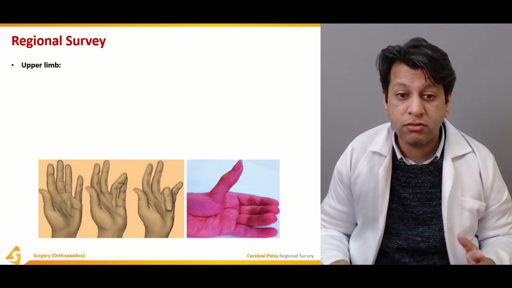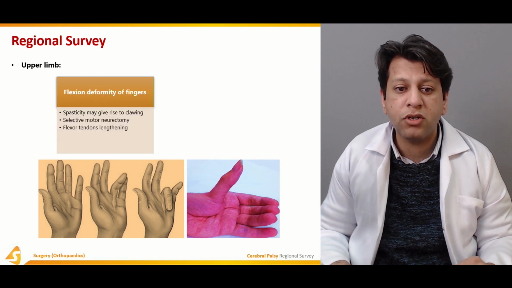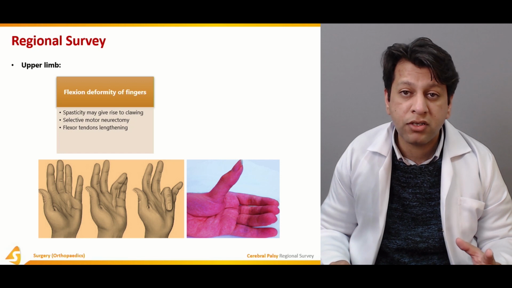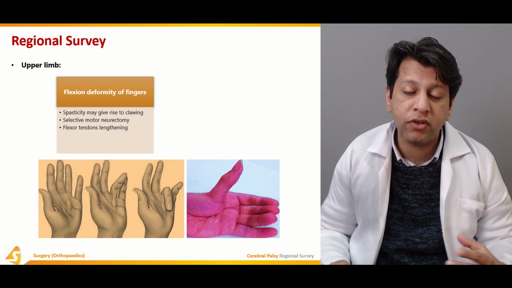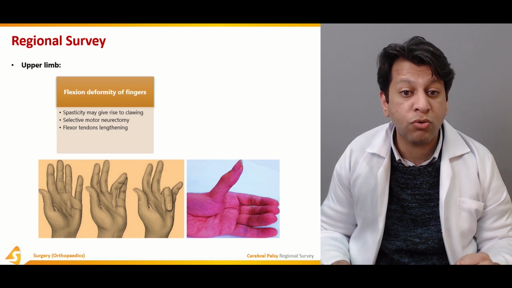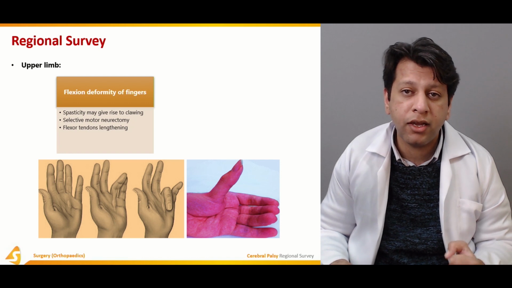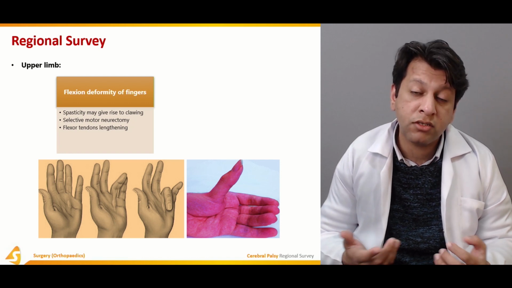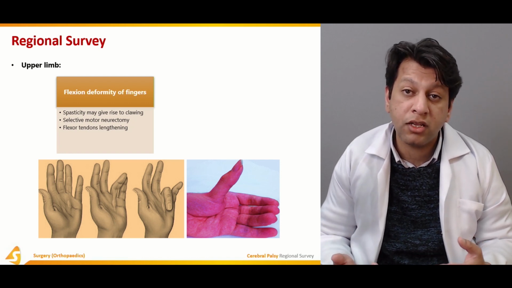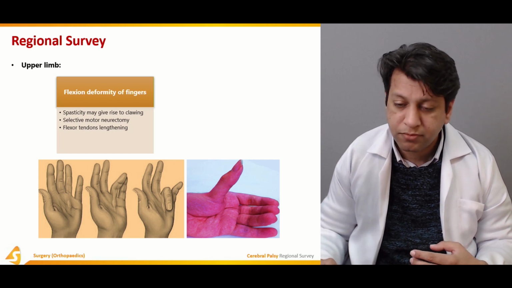Now coming to the further upper limb deformities in fingers, sometimes it includes flexion deformity, which may be in a single finger, or there may be multiple fingers involved. Spasticity may give rise to clawing. Selective motor neurectomy may be helpful but not always. And as there are increased flexion contractures, flexor tendon release or lengthening may have to be done so that they can extend their fingers properly.